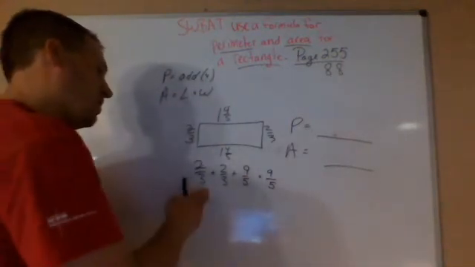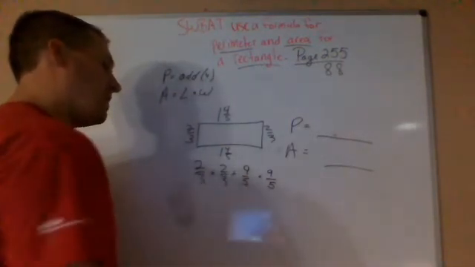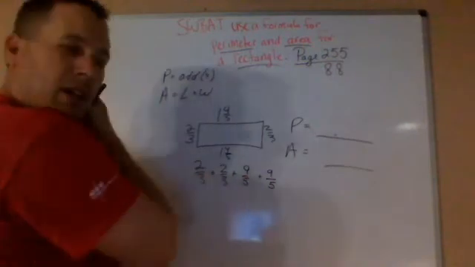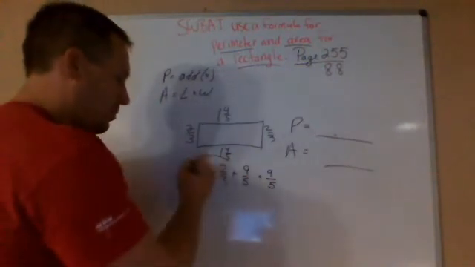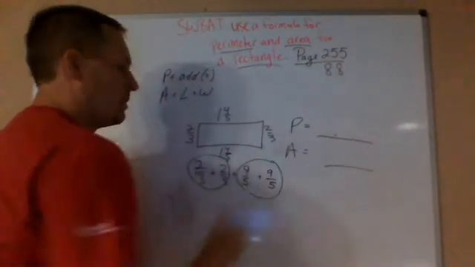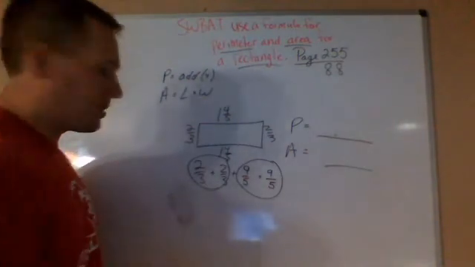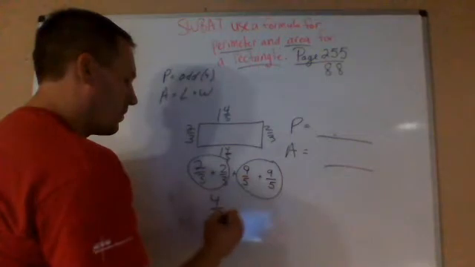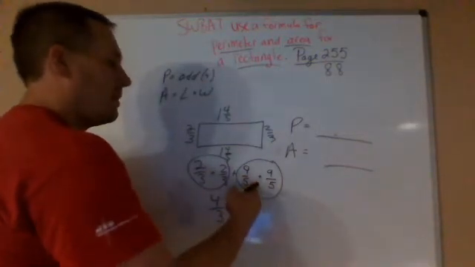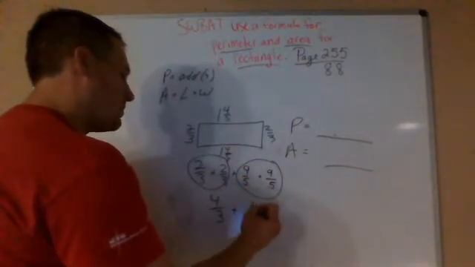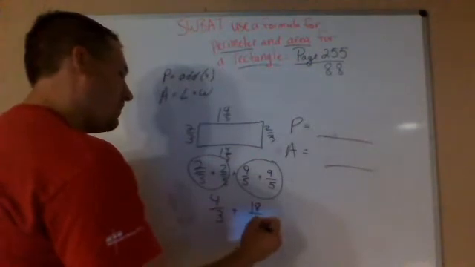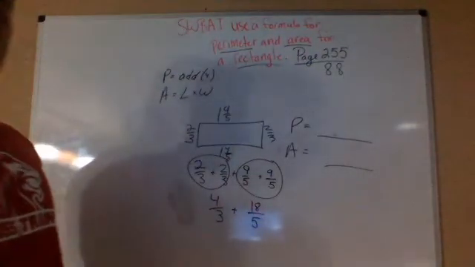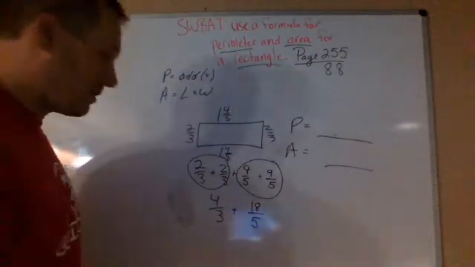So 2/3 plus 2/3 plus 9/5 plus 9/5. What I'm going to do here is add these two up and add these two up, so I'm only dealing with 2 fractions. So 2/3 plus 2/3 equals 4/3, plus 9/5 plus 9/5 equals 18/5. See, this isn't about perimeter and area anymore. This is about remembering how to do the fractions.